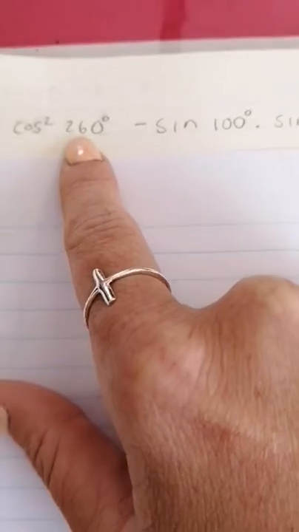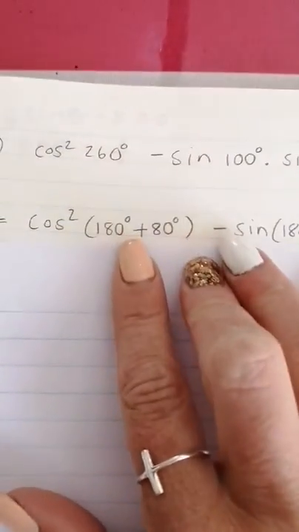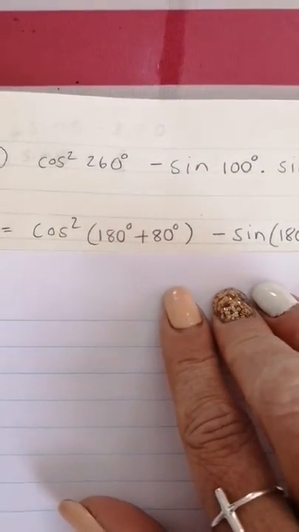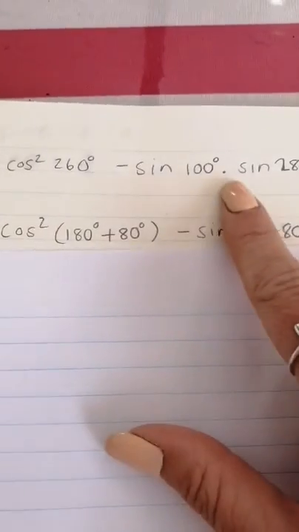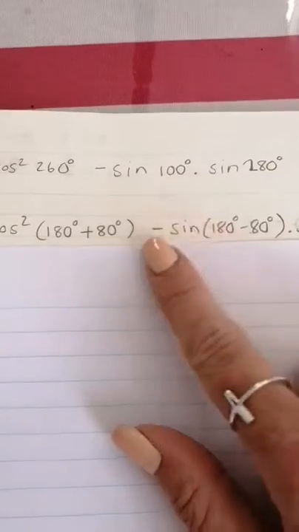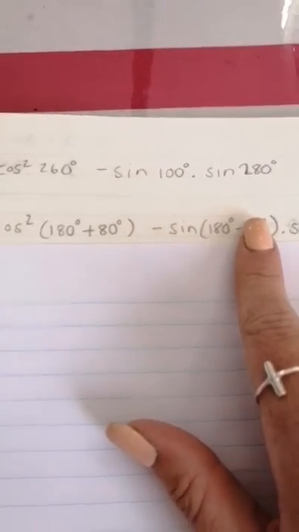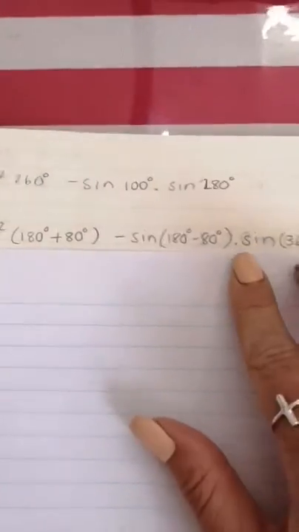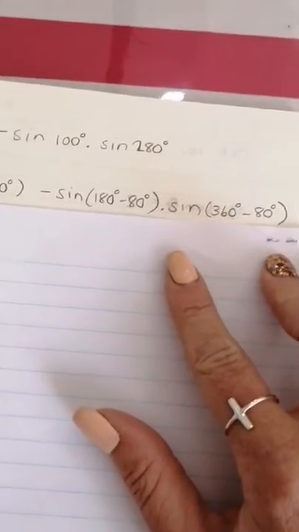Okay, let's look at E. Like this one, we've got 3 different angles. Do you see that? 260, 100, and 280. Don't jump to a co-function. First, get it to a reference angle with an acute angle. So 260 is going to be 180 degrees plus 80. 100 is going to be 180 minus 80. So do you see now the angle is starting to repeat? So I feel like I'm on the right track. And then 280 is going to be 360 minus 80.